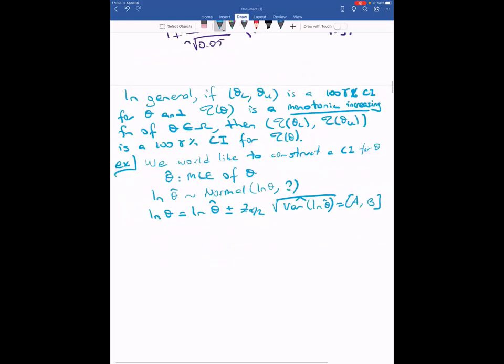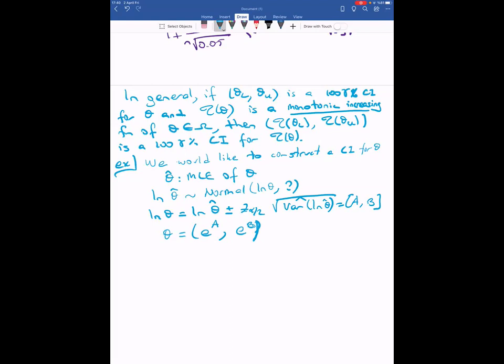To be able to find an interval for theta, we just need to take the exponent, apply the same transformation here. Maybe it's easier to find these normal distributed confidence intervals when we have normal distributed random variables. It's easier, you know. So if you know such information, just apply that. And then with a little transformation, we can find the confidence interval for theta or whatever function that we want.